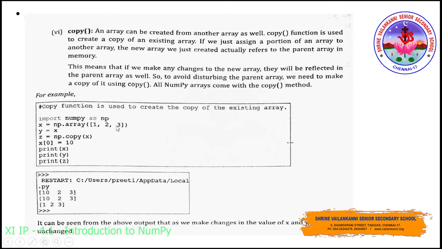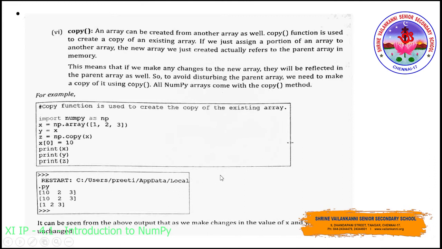And the same value of x has been assigned to y, right? So even y will get the same value, 10, 2 and 3. But for print of z, see what happens. np.copy of x I have given. Copy of x means whatever I have initialized first, the same will be copied to variable z, and the changes which we have made will not be reflected here in the variable z. It remains unchanged. So if I give print of z, only 1, 2, 3 gets printed. So this is how the copy function works.